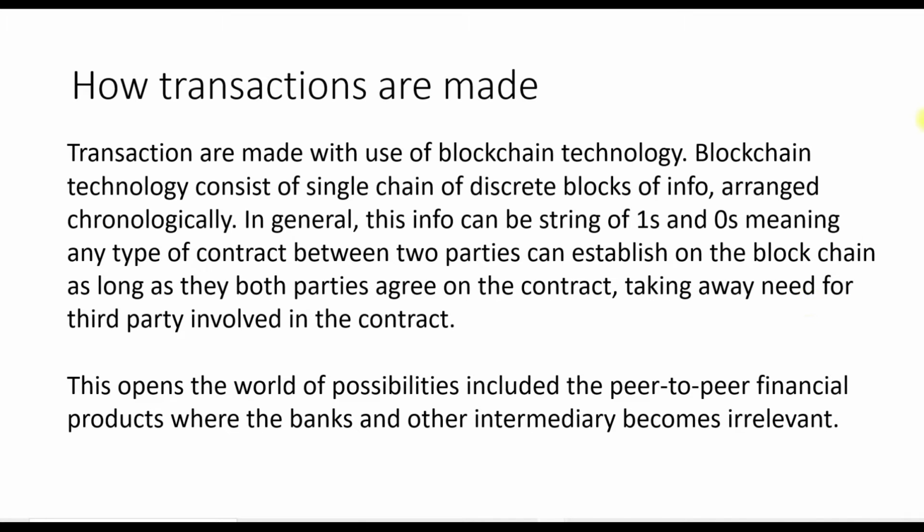How the transactions are made. Transactions on Bitcoin are made with the use of blockchain technology. Blockchain technology consists of a single chain of discrete blocks of information arranged in chronological order. In general, this information can be just strings of ones and zeros, meaning any type of contract between two parties can be established on the blockchain, as long as both parties agree on the contract, taking away the need for any third party. This opens a world of possibilities, including peer-to-peer financial products, where banks and other financial institutions don't need to be involved. What are your thoughts on this one, Si?